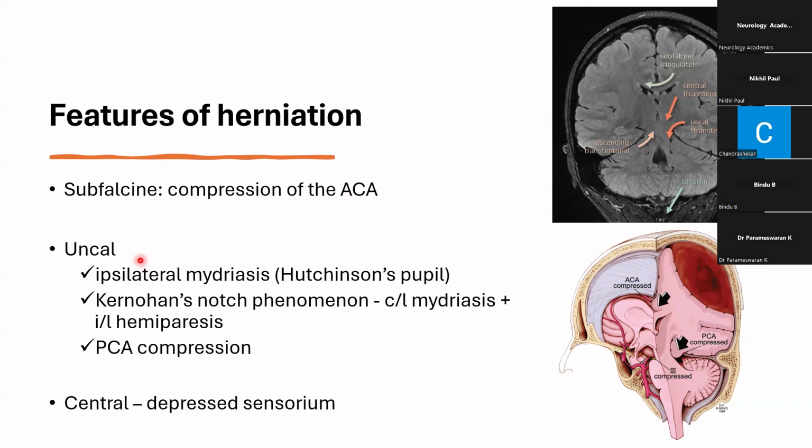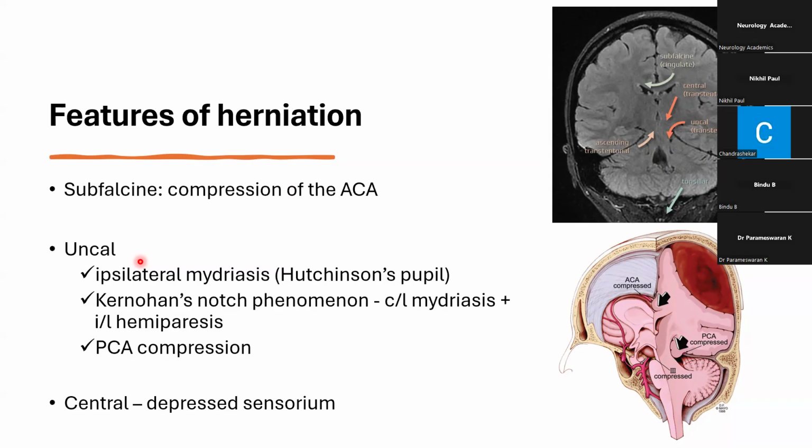In an uncal herniation, before that, who are the patients who are more susceptible to an uncal herniation? Suppose there is herniation, it happens if there is a large lesion that is already higher than the temporal lobe. That's the first thing. But uncal herniation happens when something happens with the temporal lobe lower down.